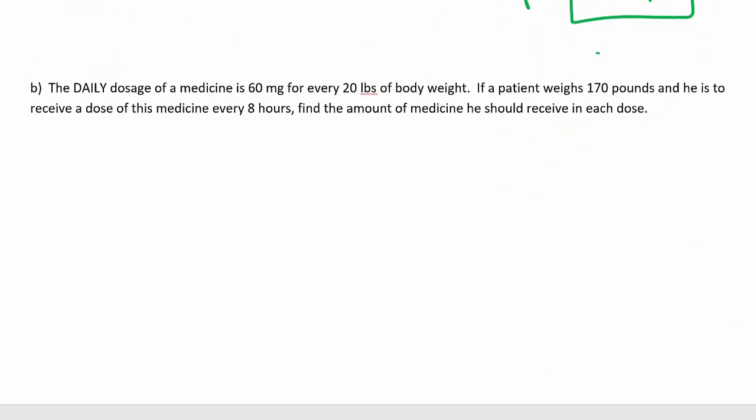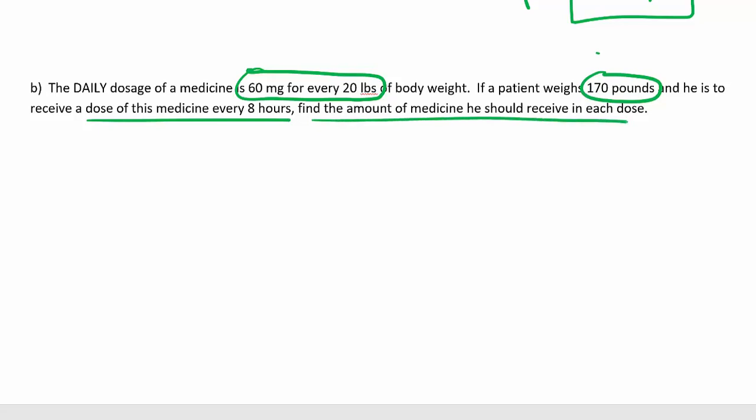All right, let's look at one more example of a proportion. So this problem says the daily dosage of a medicine is 60 milligrams for every 20 pounds of body weight. If a patient weighs 170 pounds and he is to receive this dose every 8 hours, find the amount of medicine he should receive in each dose.